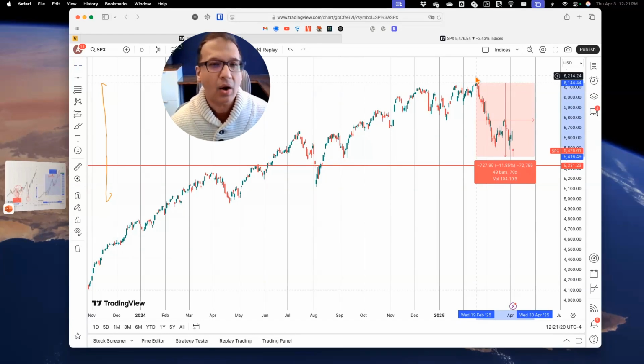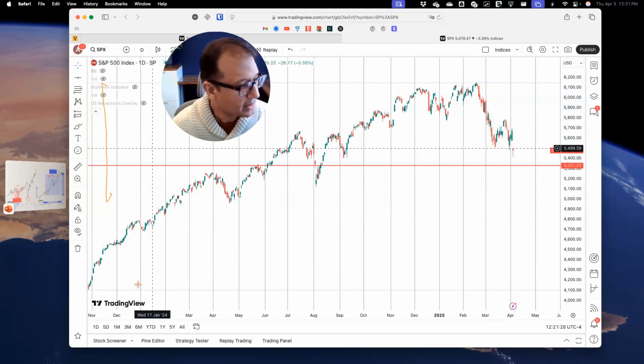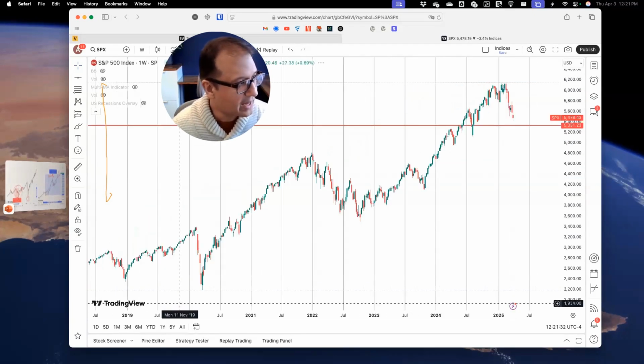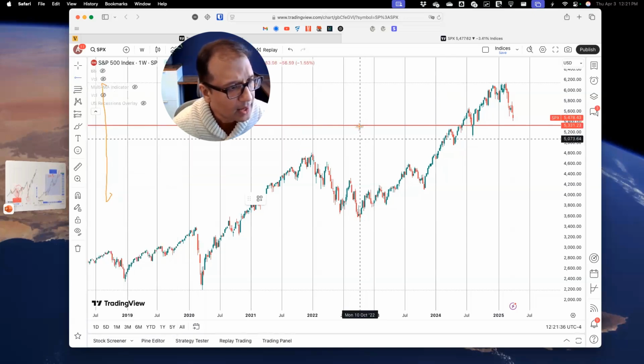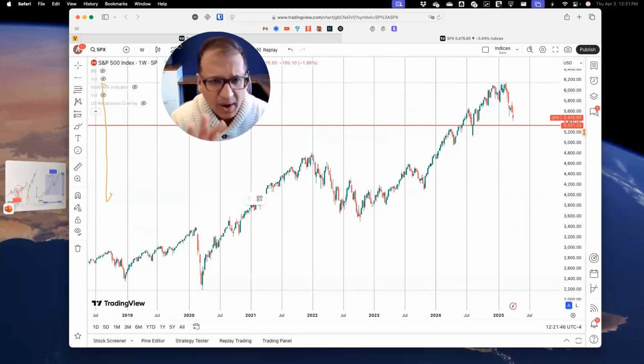Okay. Now, how far can it go down? Ultimately, nobody knows, but we can do some technical analysis. So for technical analysis, what I'm going to do simply is zoom out to weekly candles and let's see where a resistance is. I've actually already drawn a resistance. The resistance point is right here, which is around $5,331.